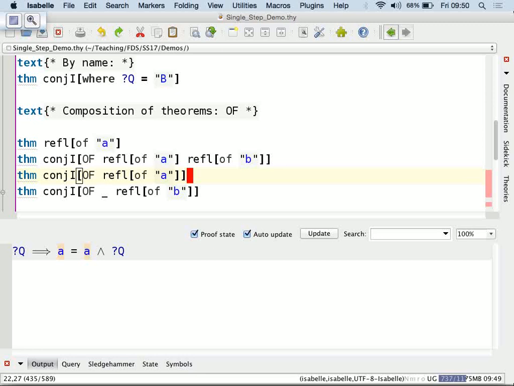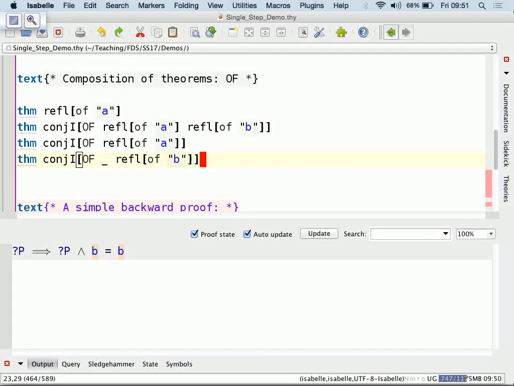And you can also decide you don't want to do anything with the first premise of the conjunction introduction rule, so you put the underscore there, and you just want to prove the second premise. And then you get the same thing, dual, where the Q has gone, and it's been proved by B equals B, and the P is still there.